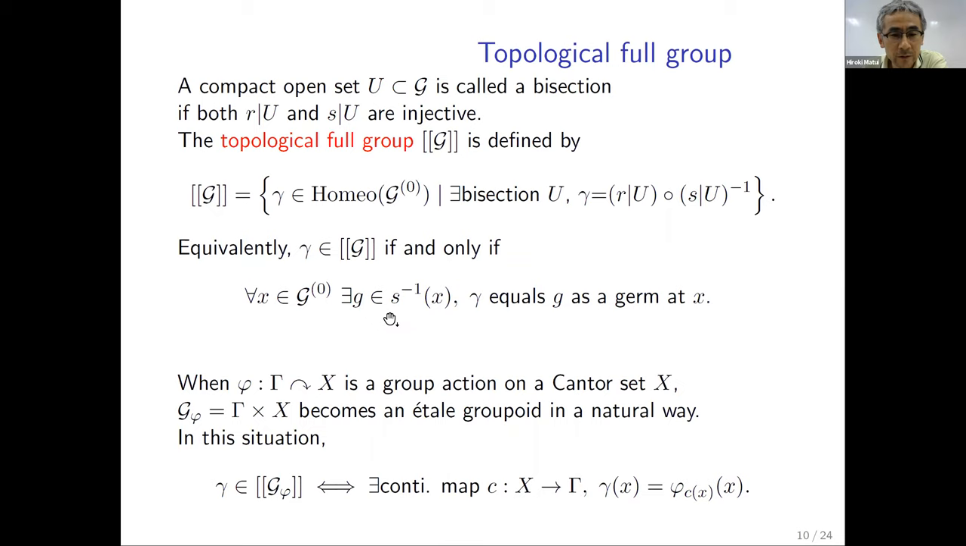So the transformation groupoid is a typical and important example of an étale groupoid. And in this case, gamma belongs to the topological full group if and only if there exists a continuous map xi from X to gamma such that gamma is locally written by phi, okay? So this is the definition of the topological full group.